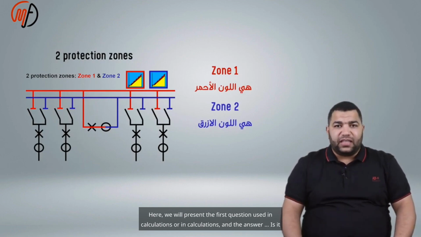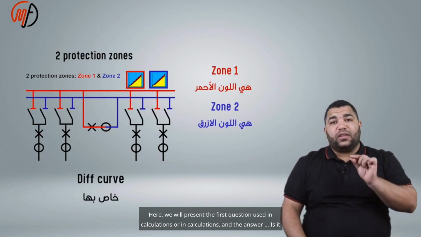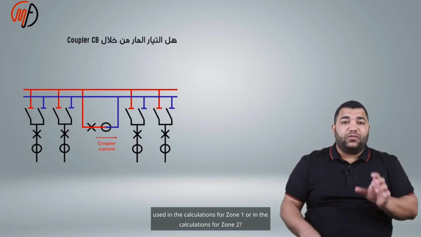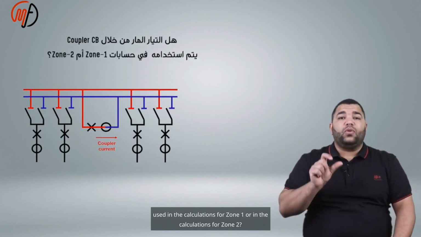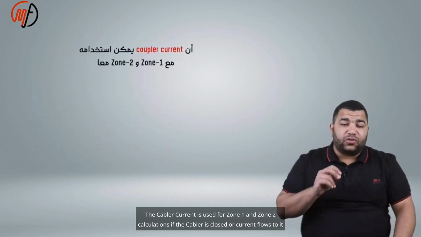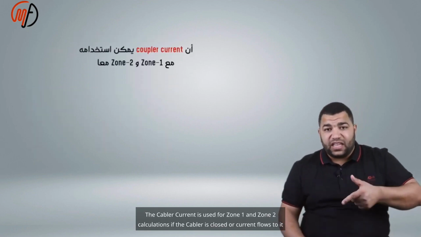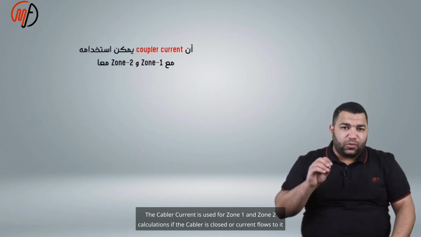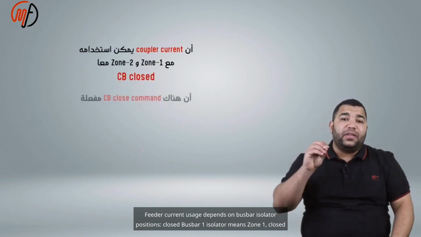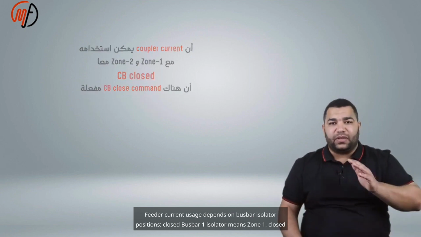Here, we will present the first question: is the bus coupler current used in the calculations for zone 1 or in the calculations for zone 2? Answer: the bus coupler current is used for zone 1 and zone 2 calculations if the coupler is closed or current flows to it with no intertripping activations. Feeder current usage depends on busbar isolator positions. Closed busbar 1 isolator means zone 1. Closed busbar 2 isolator means zone 2.